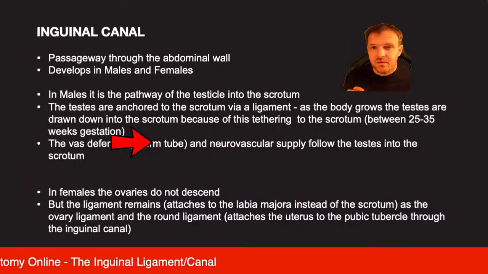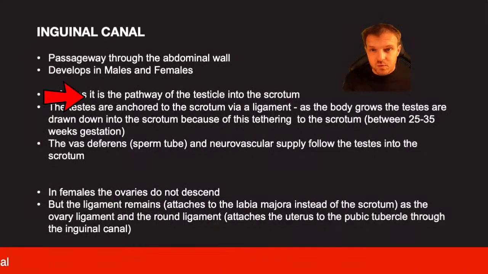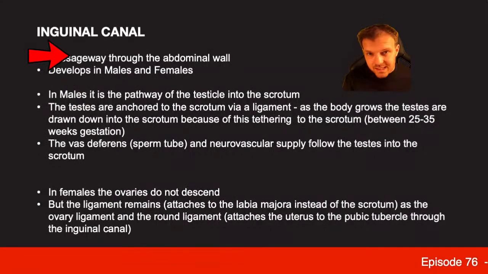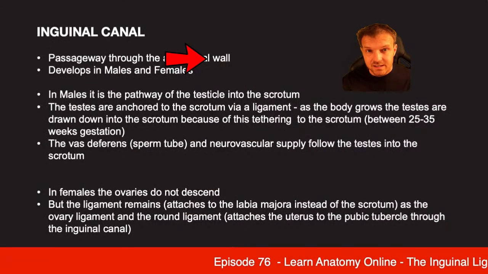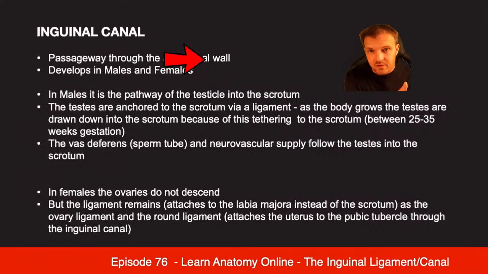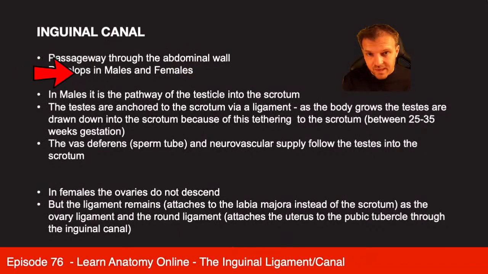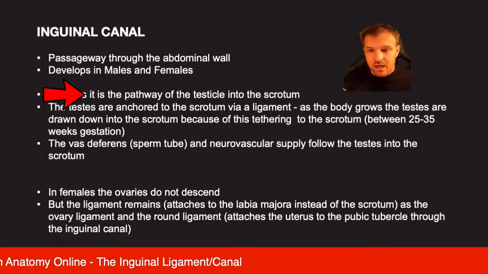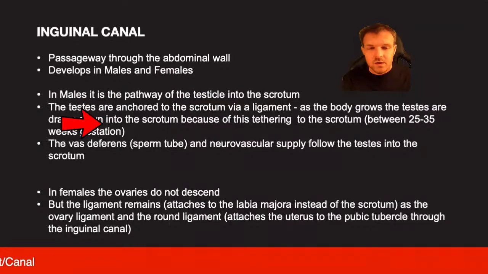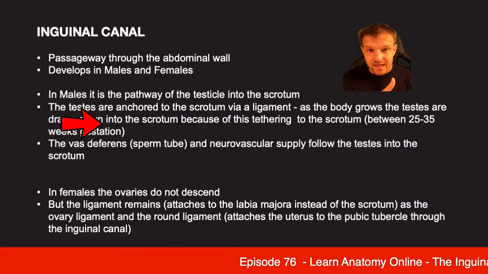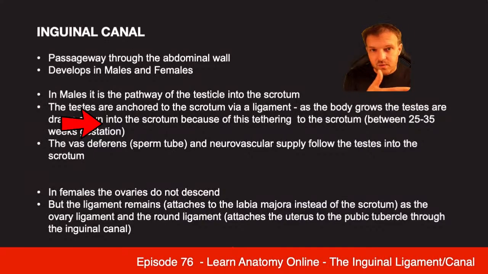So we all have an inguinal canal. For males, it's an important passageway. It's a passageway through the abdominal wall. So you get from basically the inside of your guts through to the external environment. Okay, and it develops in both males and females, but in the males it's more important because of the testicles. Okay, so when you hear about testicles descending in children, basically this is where they go through. They go through the inguinal canal.